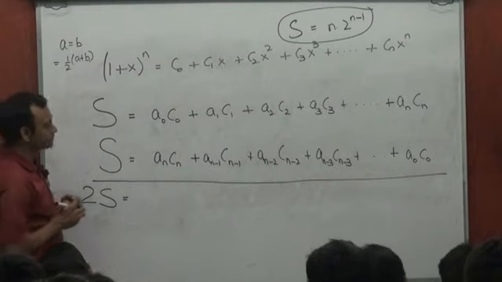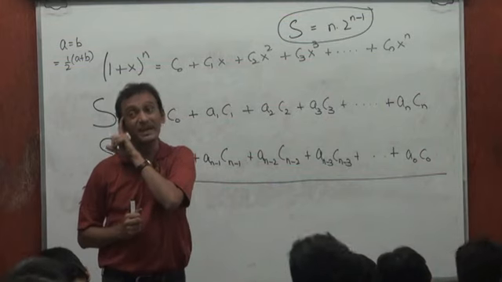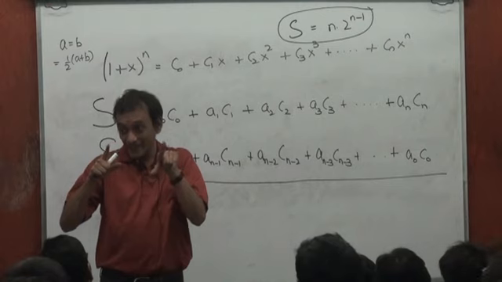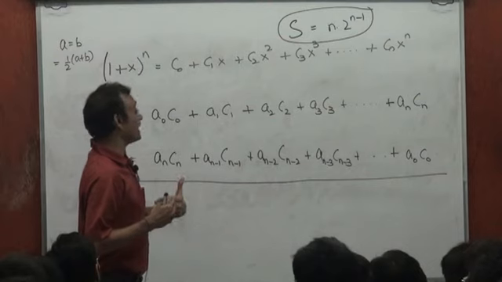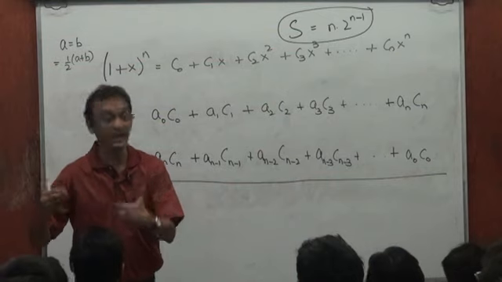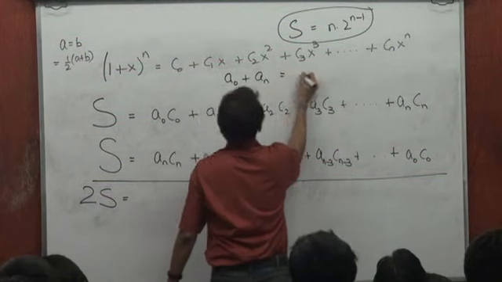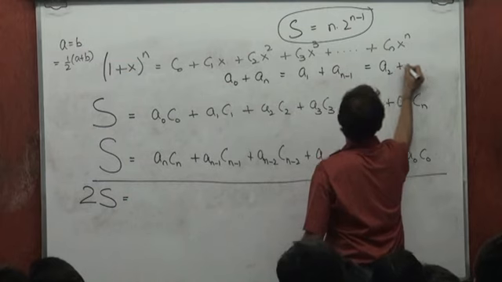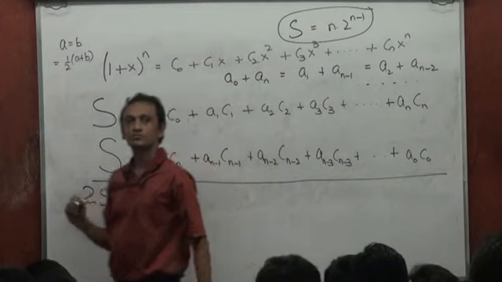Two times S, then let me add vertically. Now realize that if A0, A1, A2, up to An are in arithmetic progression, then the sum of terms from the beginning and the end is the same. You know that, right? That means A0 plus An will be the same as A1 plus An minus 1, which will be the same as A2 plus An minus 2. Yes or no? A0 plus An will be the same as A1 plus An minus 1, and so on and so forth.